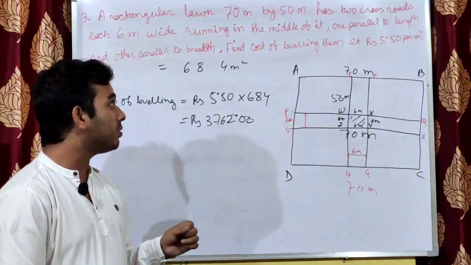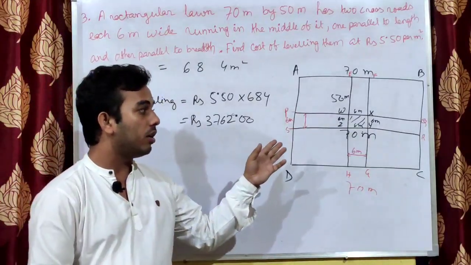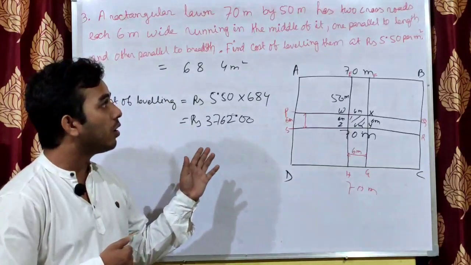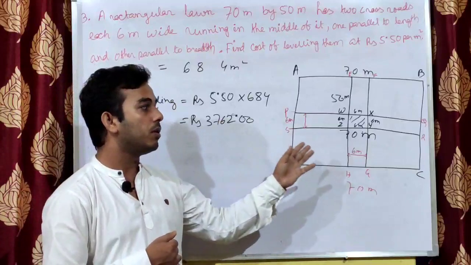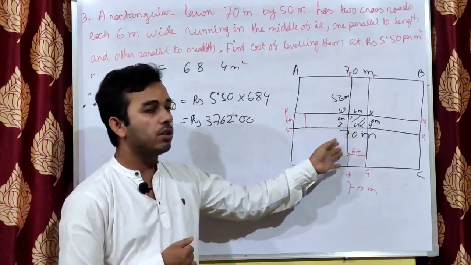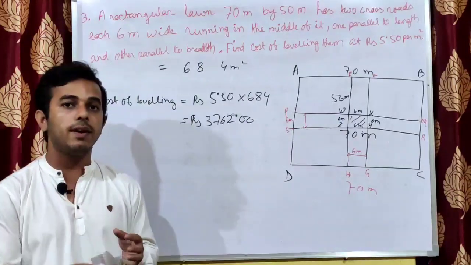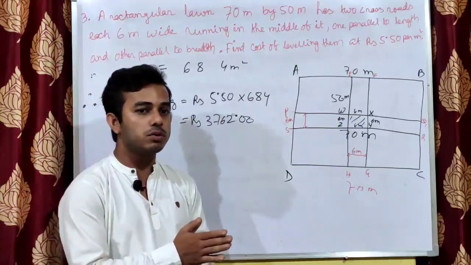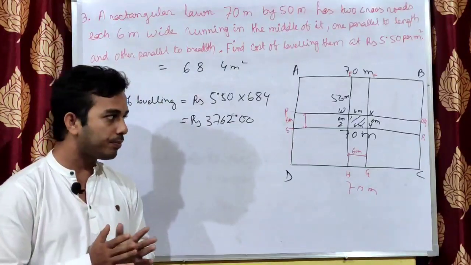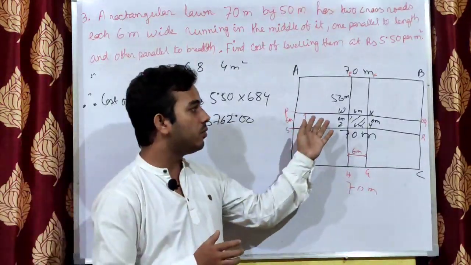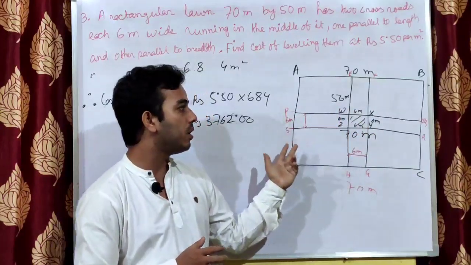Now we have to find out area, and the width of the road is how much? 6 meter. Now we have to find out the cost of leveling them. So we have to find out the total cost of leveling the roads. So for this we have to find out area of the roads. Clear? Okay. So for finding area, this is in which shape? This is in the rectangular shape, right?